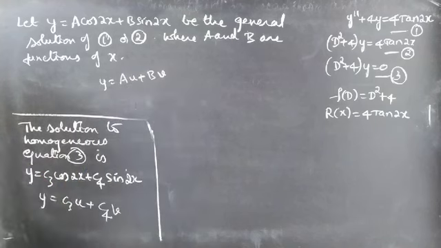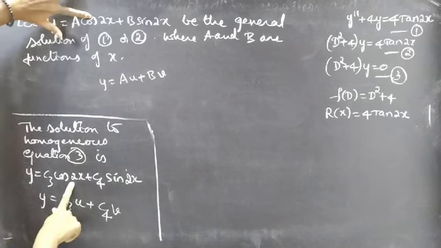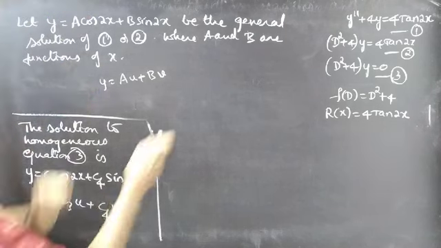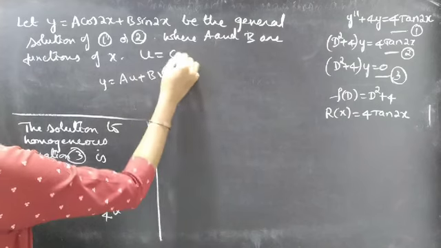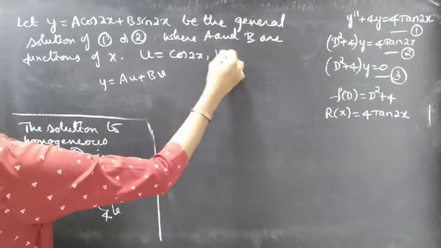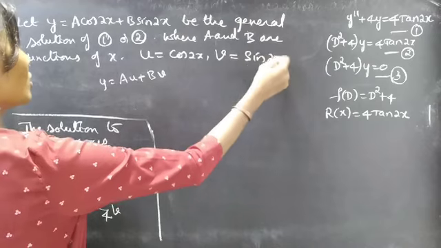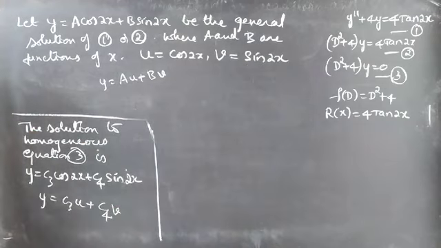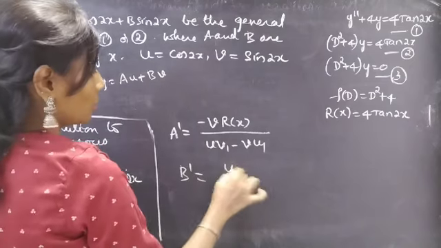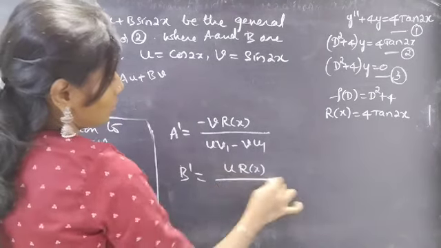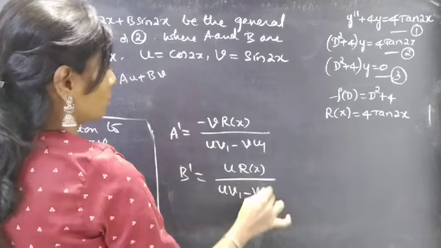We'll get u and v, where u is cos 2x and v is sin 2x. And we'll find a and b using the formula a dash equals minus v into r of x by uv1 minus vu1, and b dash is given by u into r of x by uv1 minus vu1.